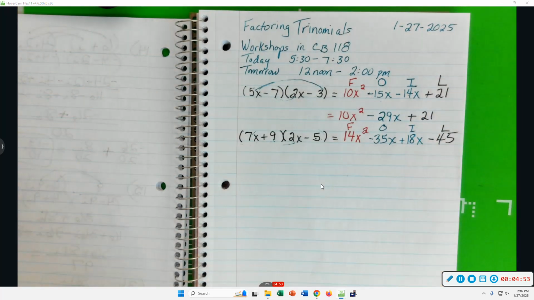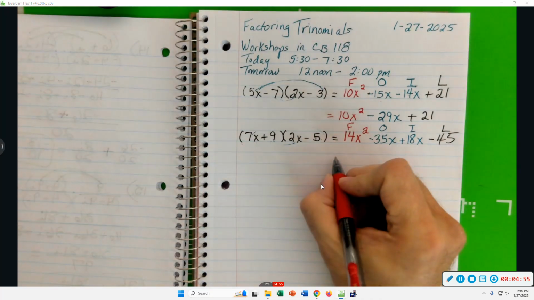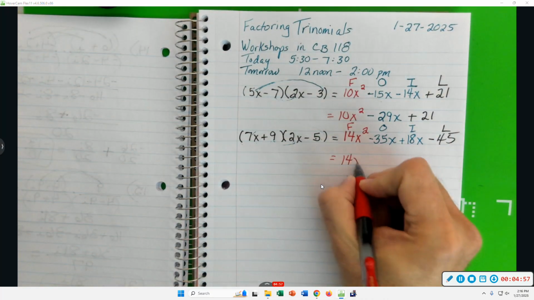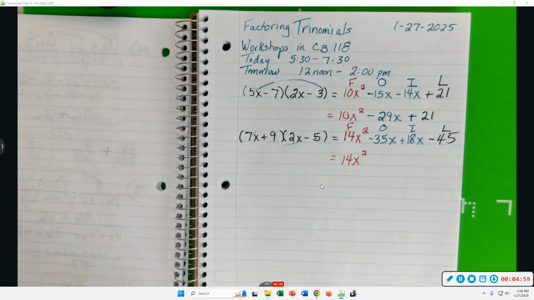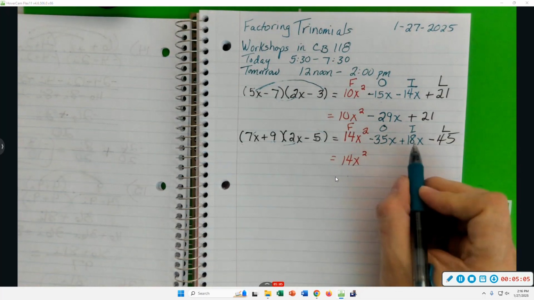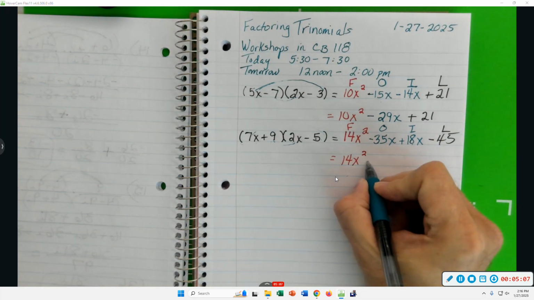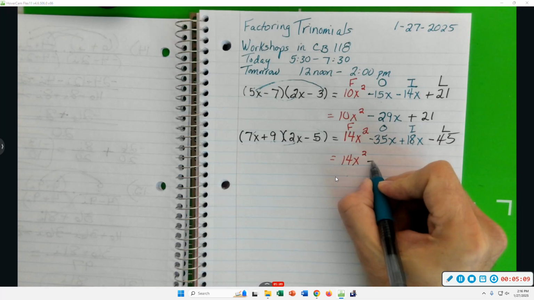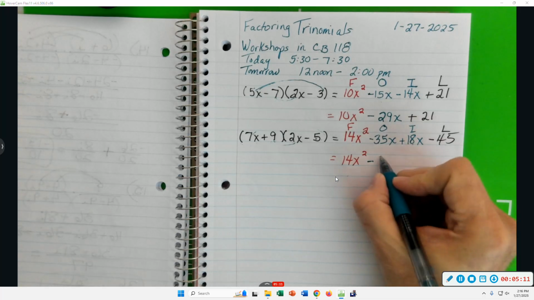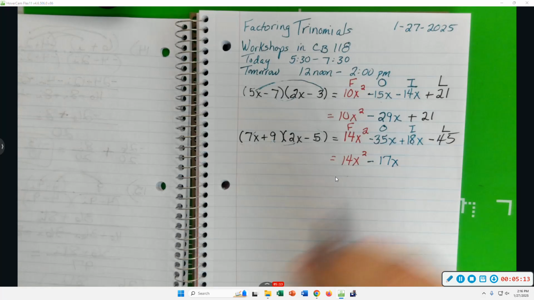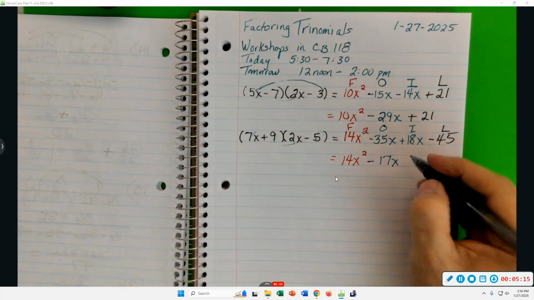So combining the outer and inner terms, we have a 14x squared. What is negative 35x plus 18x? What's that going to be, positive or negative? Negative. And then we're subtracting 17x, minus 45.